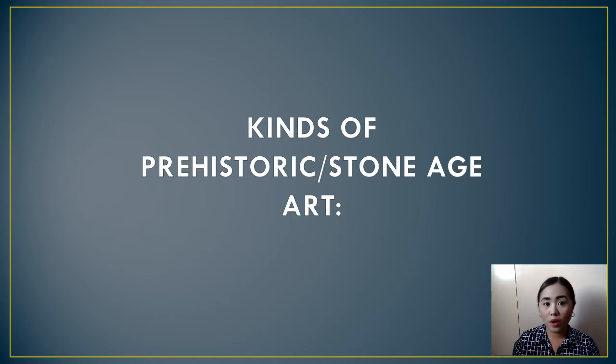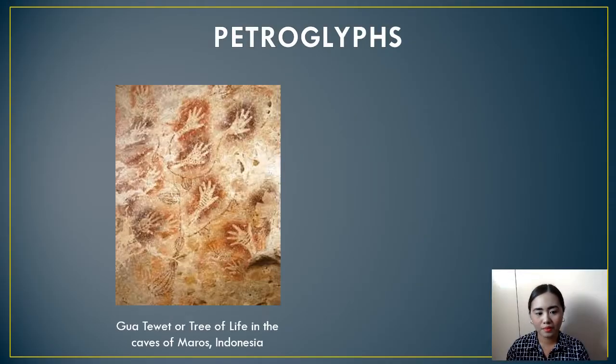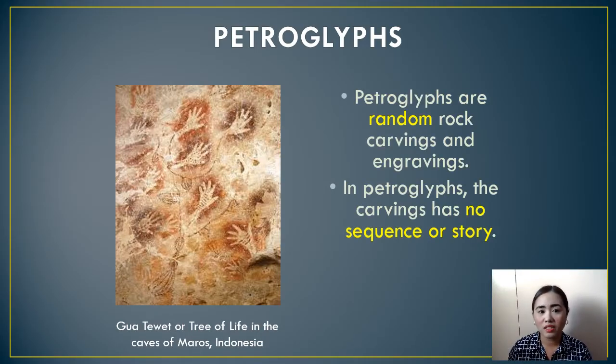Now, what were the four different types of prehistoric art that our ancestors have utilized? The first type of prehistoric art are petroglyphs. Petroglyphs are just random rock carvings. In petroglyphs, the carvings have no sequence or story to tell. So as you can see on the left side of your slide, that is your example of petroglyphs.